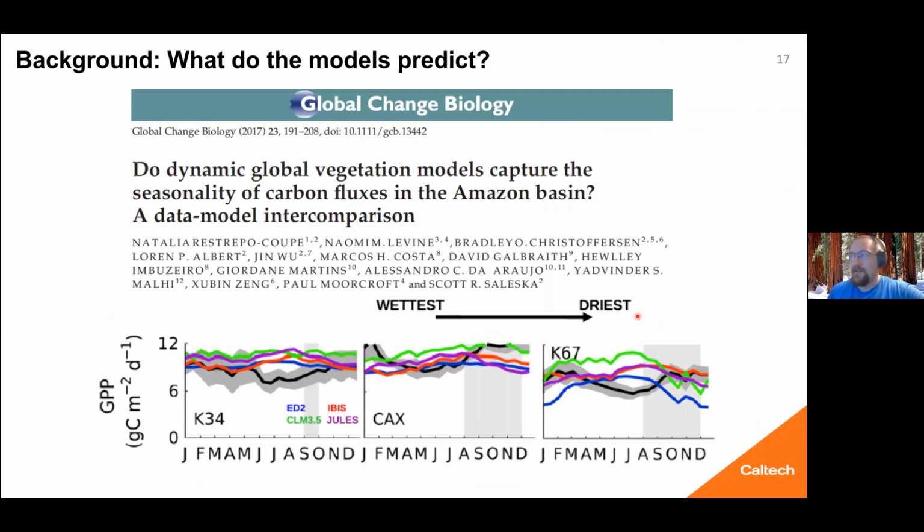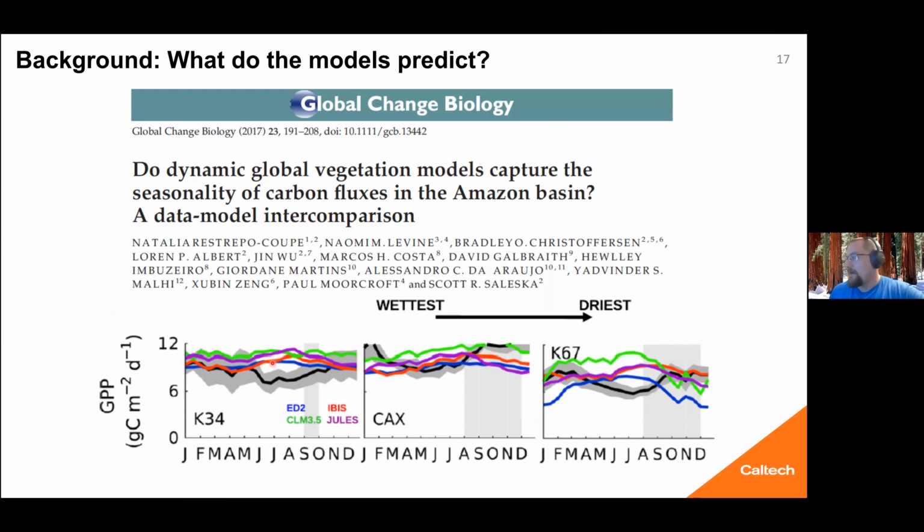So Natalia Restrepo-Coupe, I showed her figures from the eddy towers. I should have mentioned her earlier. After they published their paper on the eddy towers, they came back and they looked at the models, several Earth system models, to see what they had to say.